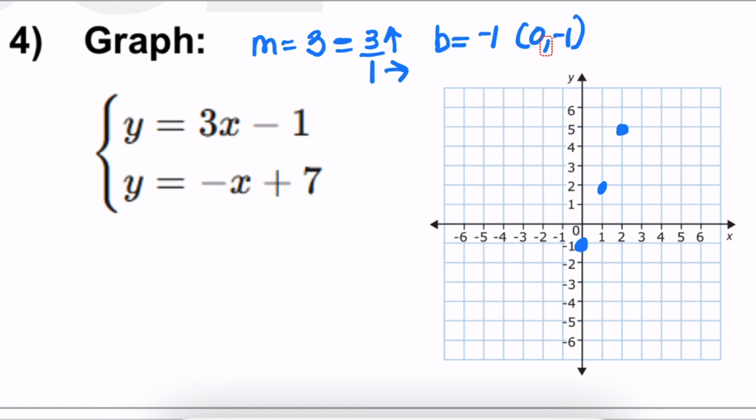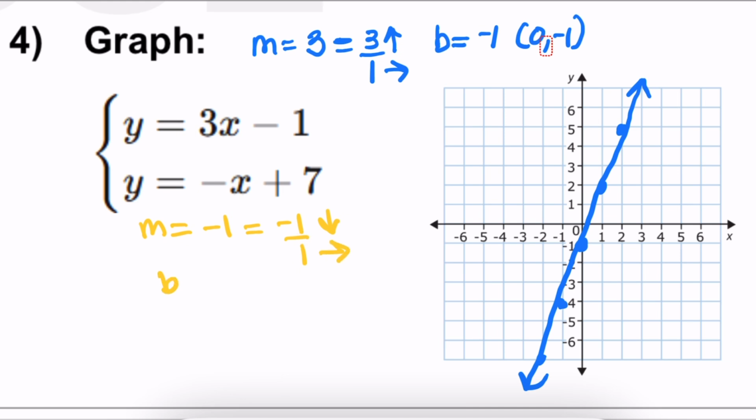You can reverse it by going down 3 to the left 1. And you can draw your line. For the second equation, it says y equals negative x plus 7. Your slope is negative 1, or negative 1 over 1, which means go down 1 to the right 1. Your y-intercept is 7, or 0, 7.